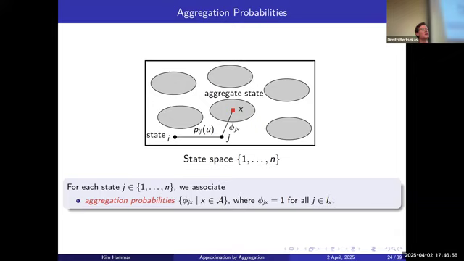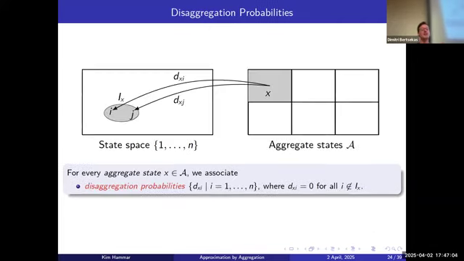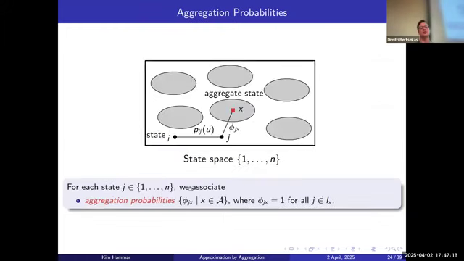And the main difference now is that since each aggregate state is associated with more than one state of the original space, we're also going to need disaggregation probability distributions so that we can transition. Yes? What's the difference between general aggregation and the hard aggregation? So hard aggregation is a condition for the aggregation probabilities. And you can define hard aggregation also in this case.